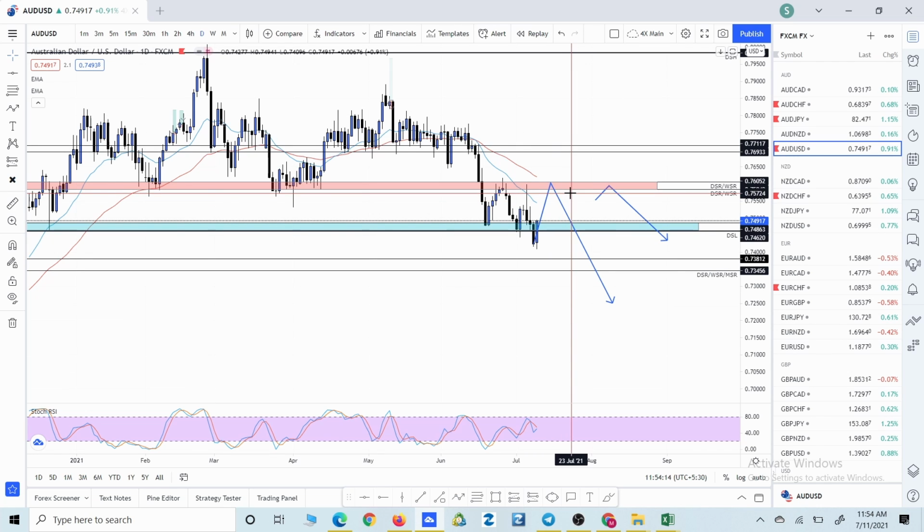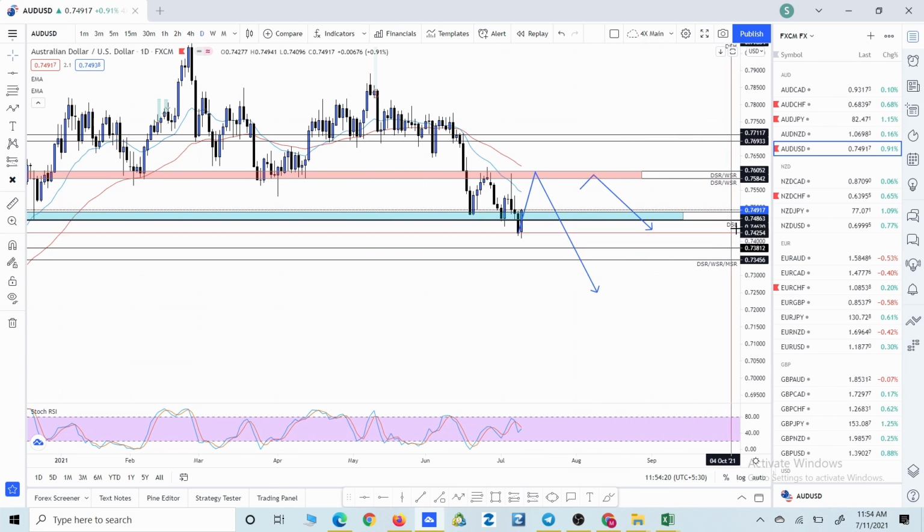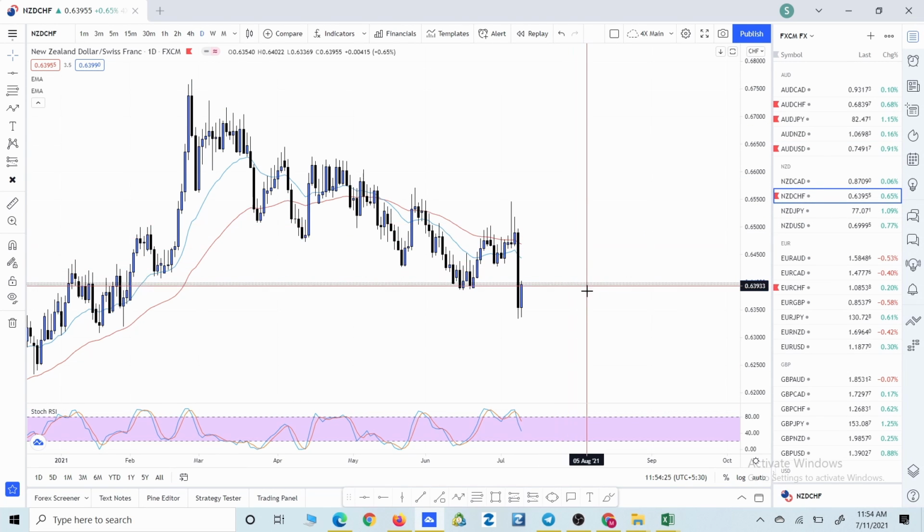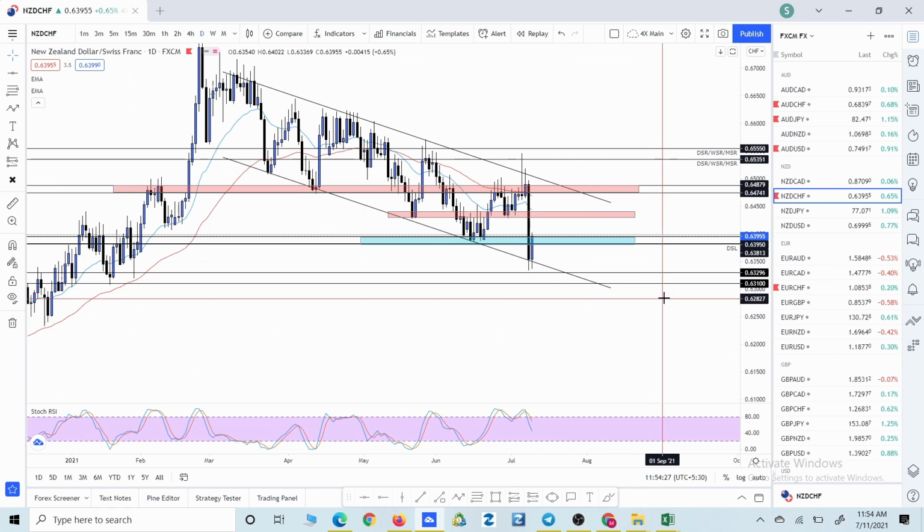And entry wise, guys, same: daily, 4-hour, 1-hour, you can take it on any time frame depending upon what the price does. So let's move to the next pair, which is New Zealand CHF.